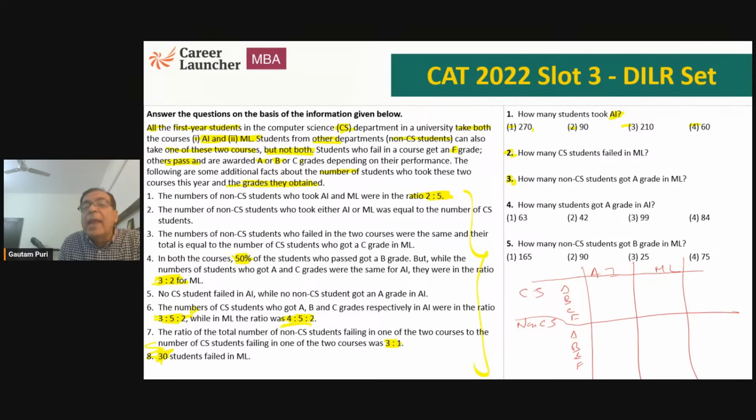How many students took AI? There's a definite answer. Question 2 and 3 again, theta, definite answer. How many CS students failed in ML? How many non-CS students got A grade in ML? How many students got A grade in AI? Again, definite answer. And fifth, how many non-CS students got B grade in ML?